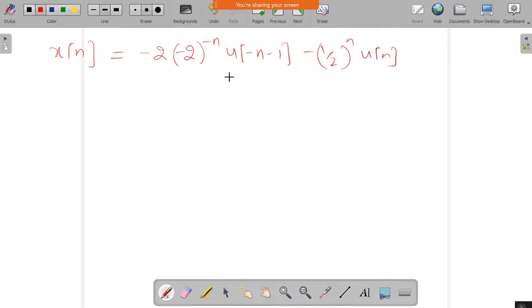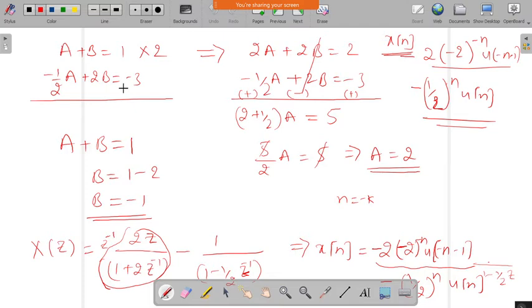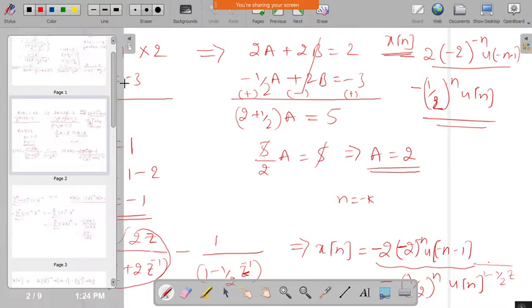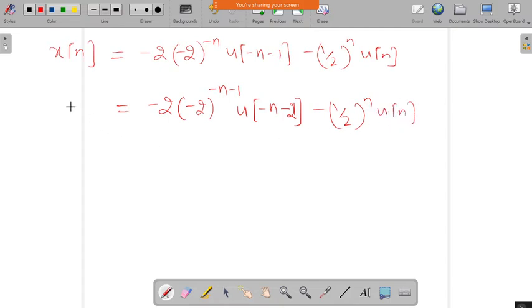So this is for 2z by z, 1 plus 2z. Now there is an extra term here. Since there is an extra term, z power minus 1, we need to shift the signal by 1 time. So the resultant will be minus 2 power minus 2 minus n minus 1, because of the shifted signal, into u of minus n minus 1 minus 1. So that will become minus 2, minus half power n into u of n. So this is the result you are going to get.